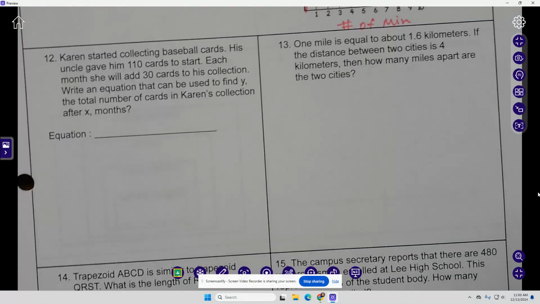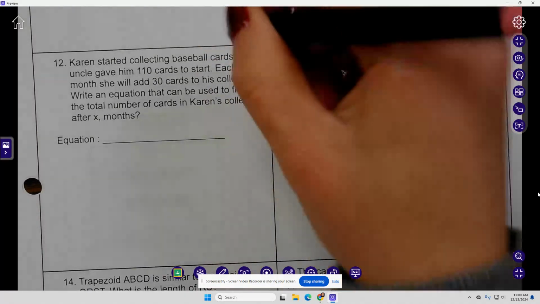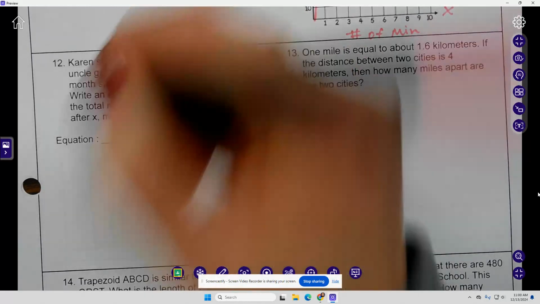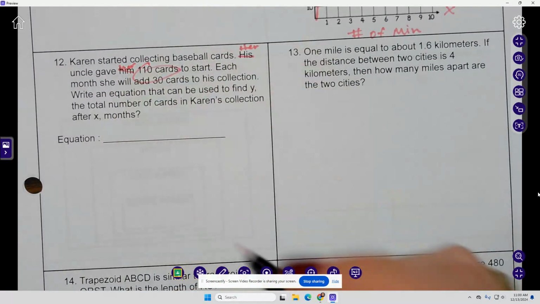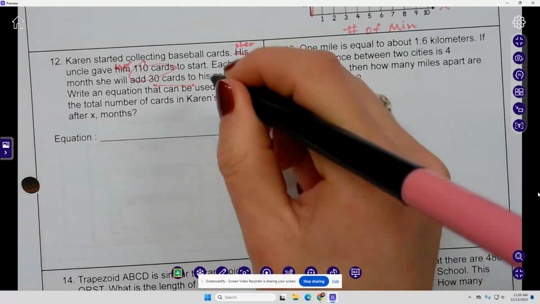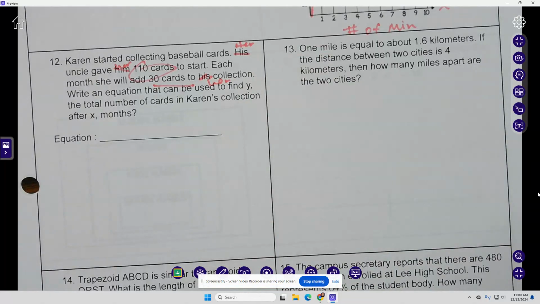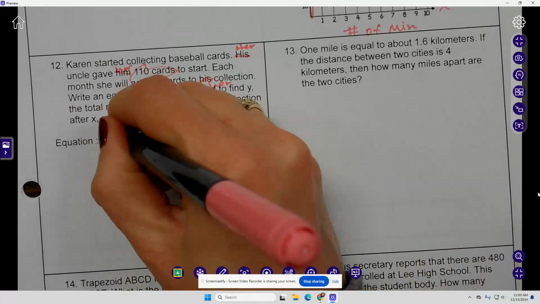All right, number 12. Karen started collecting baseball cards. Whoopsies, typo on my part. Her uncle gave her 110 cards to start. That's important. Each month, she will add 30 cards to her collection. Man, I just messed up, didn't I? Write an equation that can be used to find y, the total number of cards in Karen's collection after x months. So I'm going to start with y.